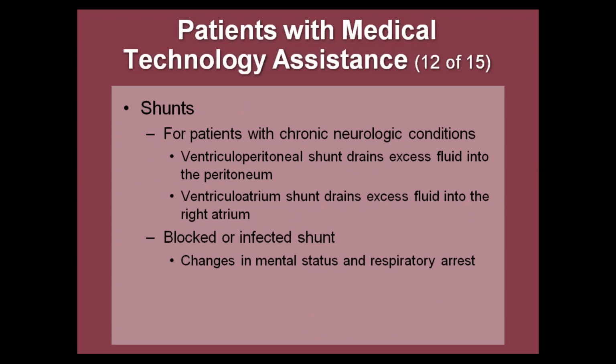Shunts, it's a big one. For patients with chronic neurologic conditions, they could have ventriculoperitoneal shunt drains, which drain fluid into the peritoneum. So it's going to be basically draining off fluids from the head down into the peritoneum. The ventriculoatrial shunt drains excess fluid into the right atrium. That'd be part of the heart.